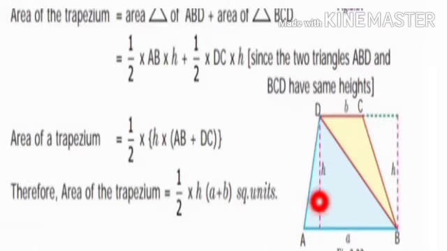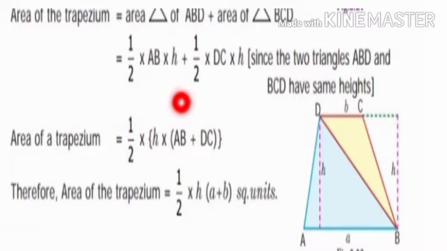To find the area of the trapezium, we have to find the area of this triangle ABD and the area of this triangle BCD. That is, area of the trapezium is the sum of two triangles, area of triangle ABD and area of triangle BCD. So we know that the area of the triangle is half into base into height. So when we take this triangle ABD, what is the area? Half into base. Here the base is AB and the height h is the height of this triangle. Therefore, half into AB into h.